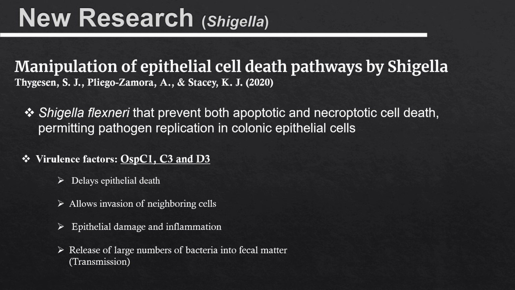So, to conclude our presentation, we found a research connected to Shigella entitled Manipulation of Epithelial Cell Death Pathways by Shigella, and it was conducted last year. It shows how Shigella manipulates cell death in order to infect more. First of all, there are three means of regulated cell death in response to infection: pyroptosis, apoptosis, and necroptosis.